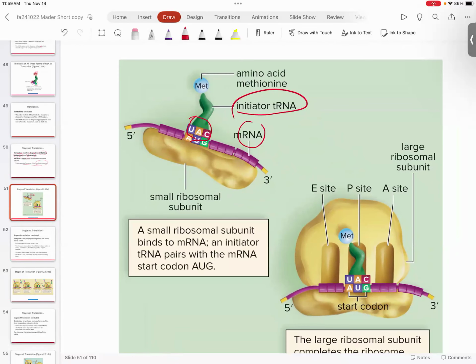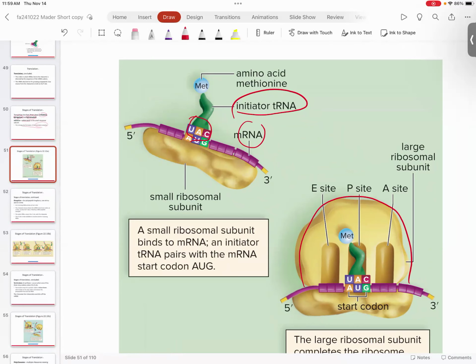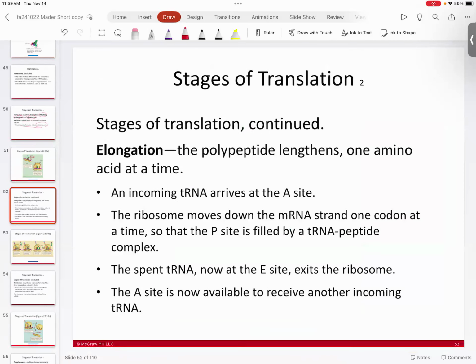And then the large subunit will come in and cap it. And when it does, it'll create the three active sites, E, P, and A, with the current amino acid, the initiator tRNA, in the P site. So now you're ready to accept the new tRNA as you read the A site. Now during elongation, this is where your polypeptide will start to elongate, where you add amino acids one at a time to the growing chain. So the incoming tRNA will arrive at the A site.